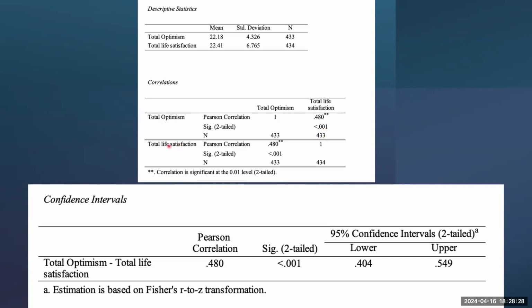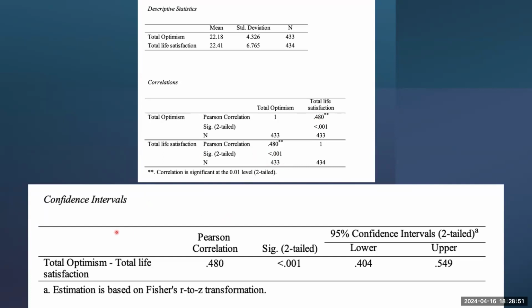And then the second line is just actually the opposite. We're looking at total life satisfaction and seeing if it's related to optimism. And again, we see the same correlation coefficient. There's no independent or dependent variable here. These are going to be exact identicals. And again, it's significant. And again, the sample size.